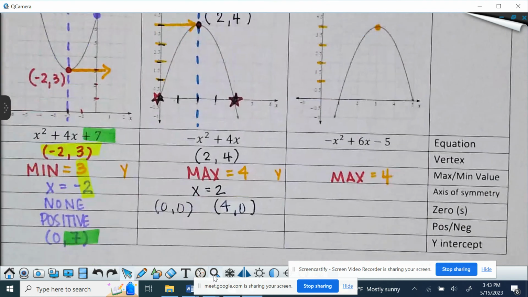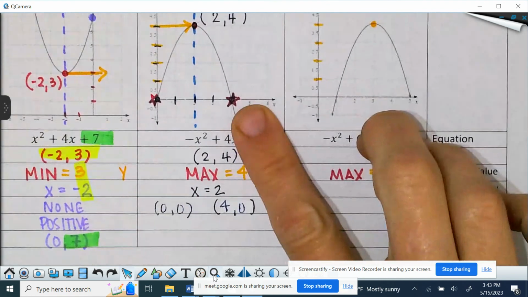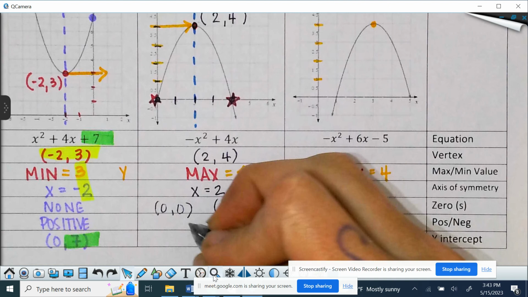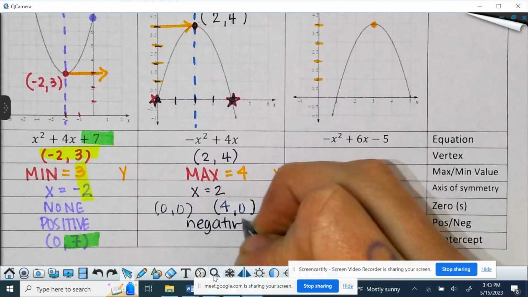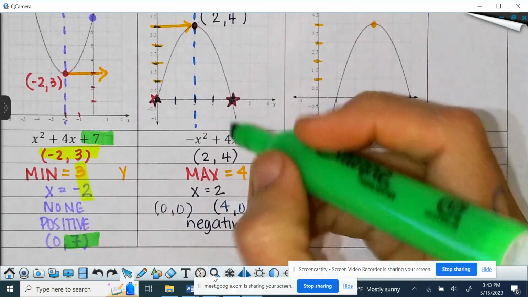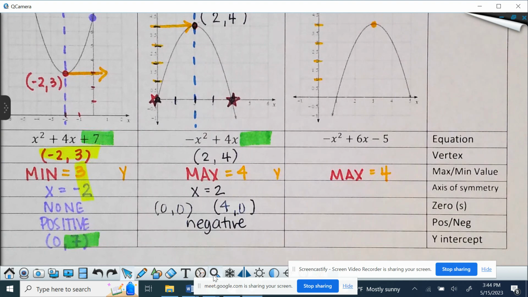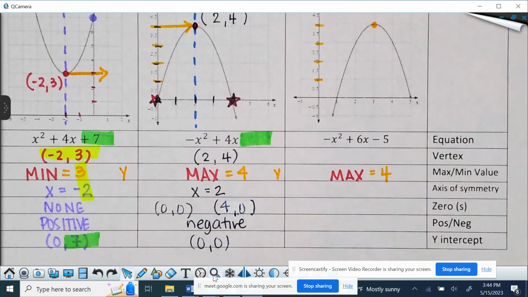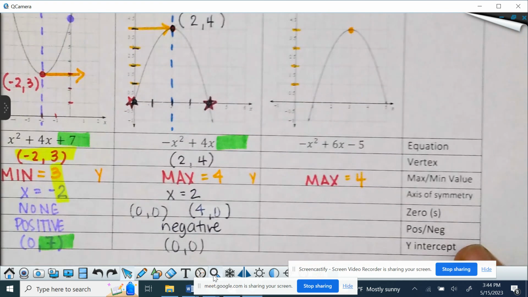Is this a positive or a negative quadratic? Negative. Perfect. And what's our y-intercept? Where does it touch the y-axis? 0, 0, the origin. And look, there's not a constant. It's missing, right? So that's at 0. 0, 0. There's nothing there. So that's how we know, if you want to look at the equation versus the graph. I'm a graph person myself, but no harm, no foul, as long as you get it right.